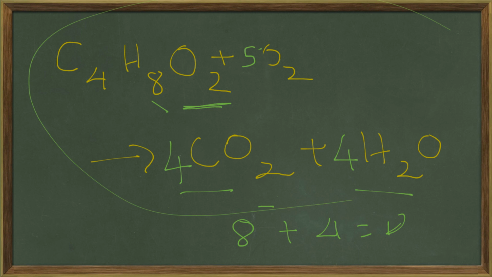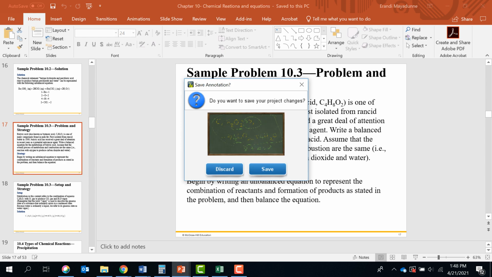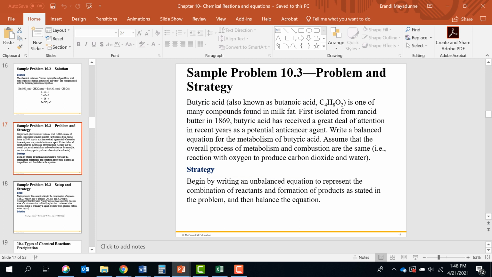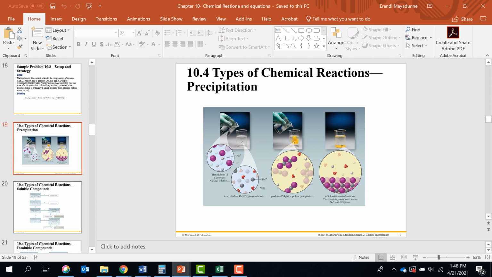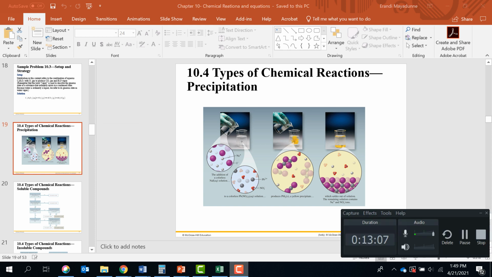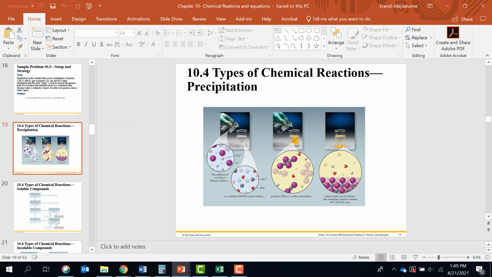So the equation is balanced. In this one, they have given you butyric acid, and then they ask you for the combustion. Always combustion means reacting with oxygen, producing carbon dioxide and water. You balance it. Okay, and then I have another question. I think that's balanced. That's how you balance the equations.